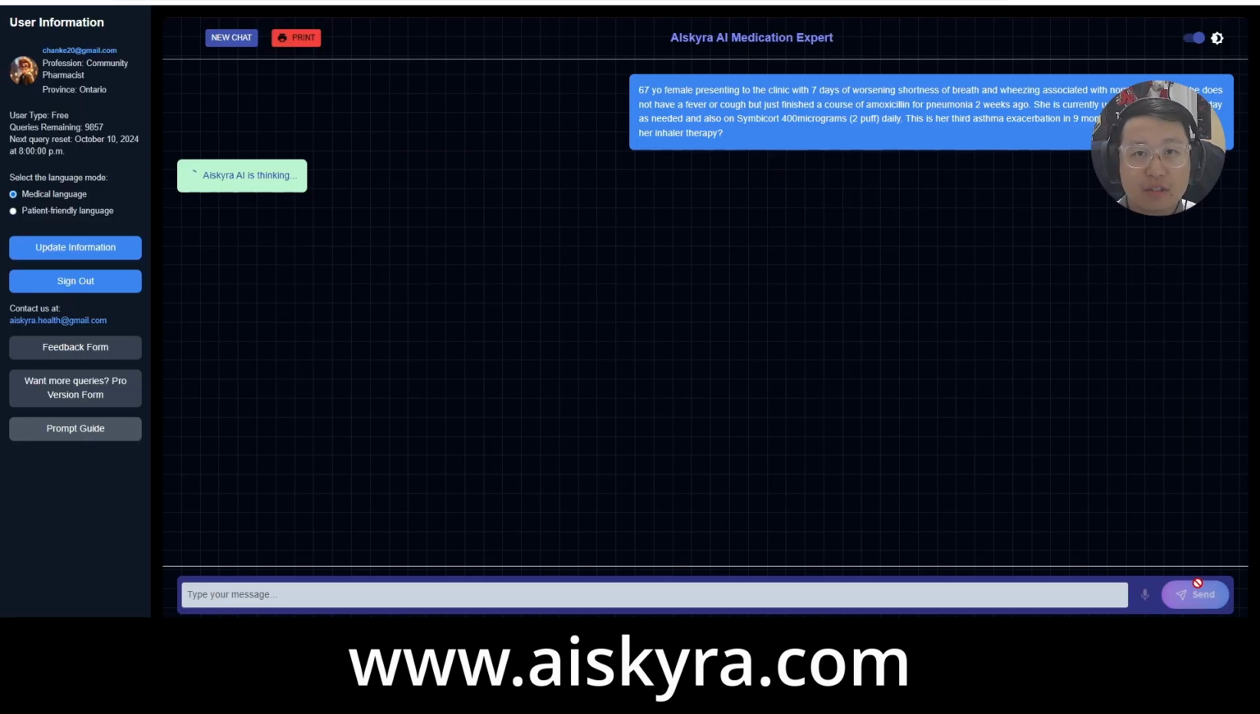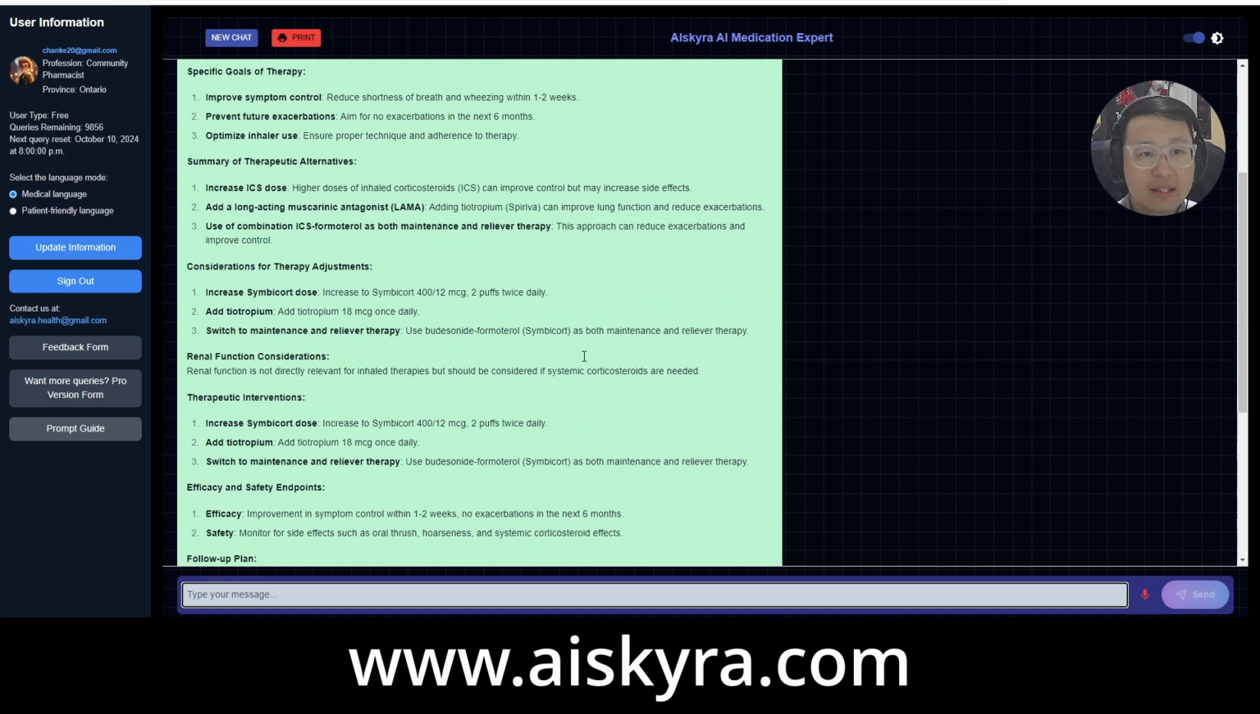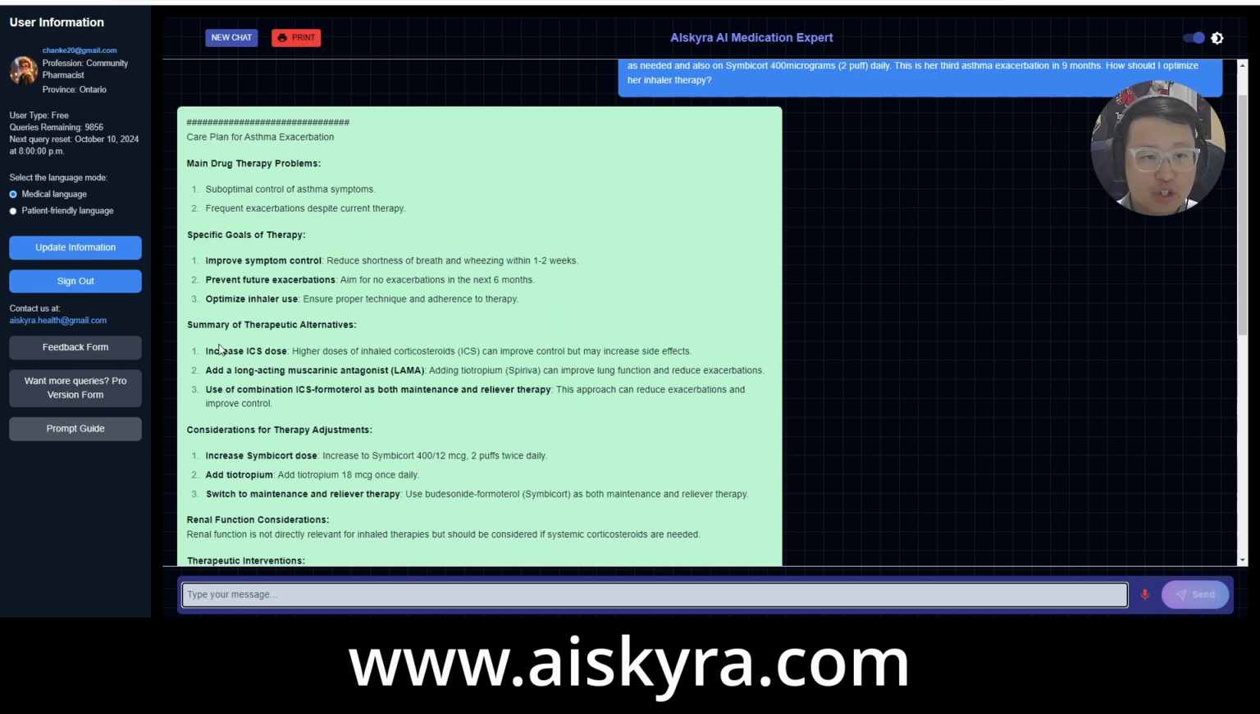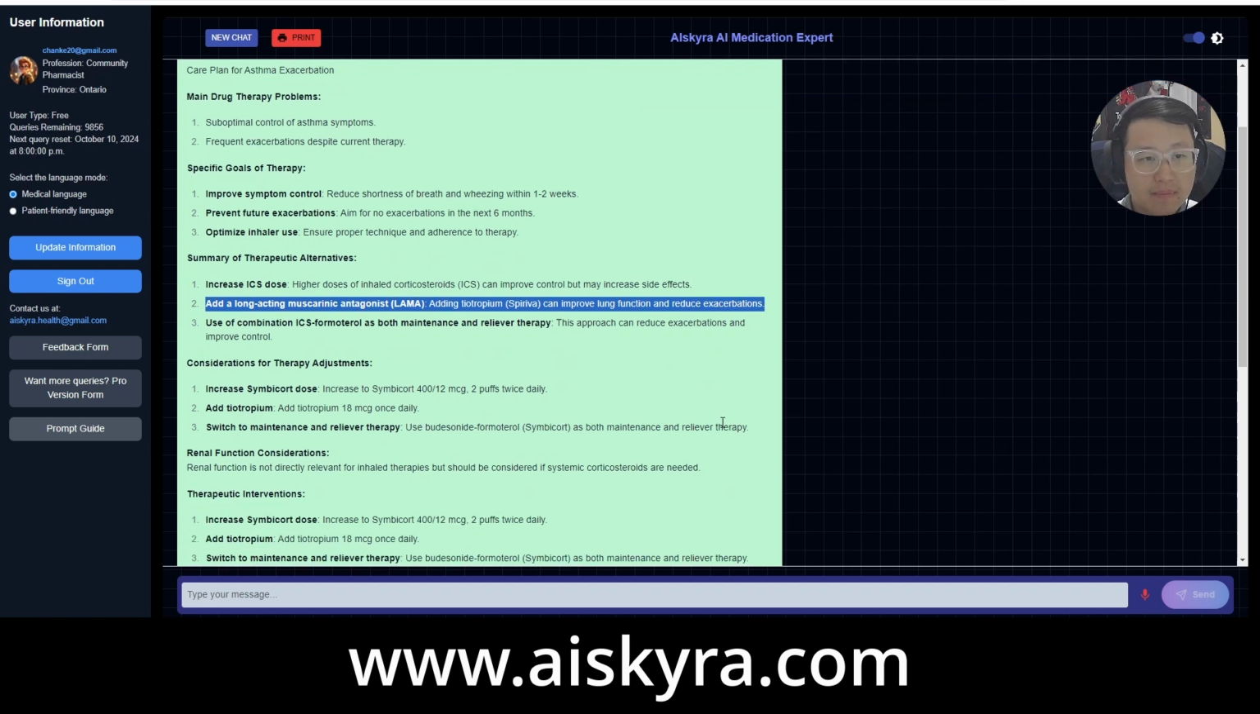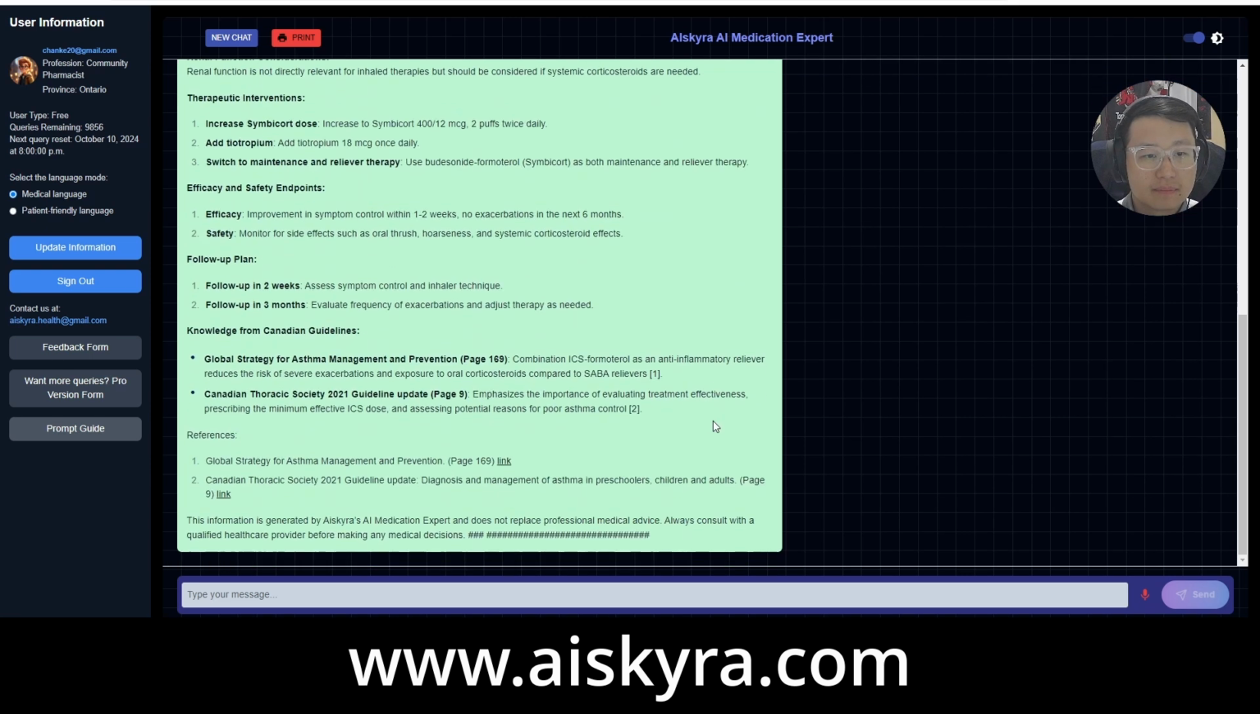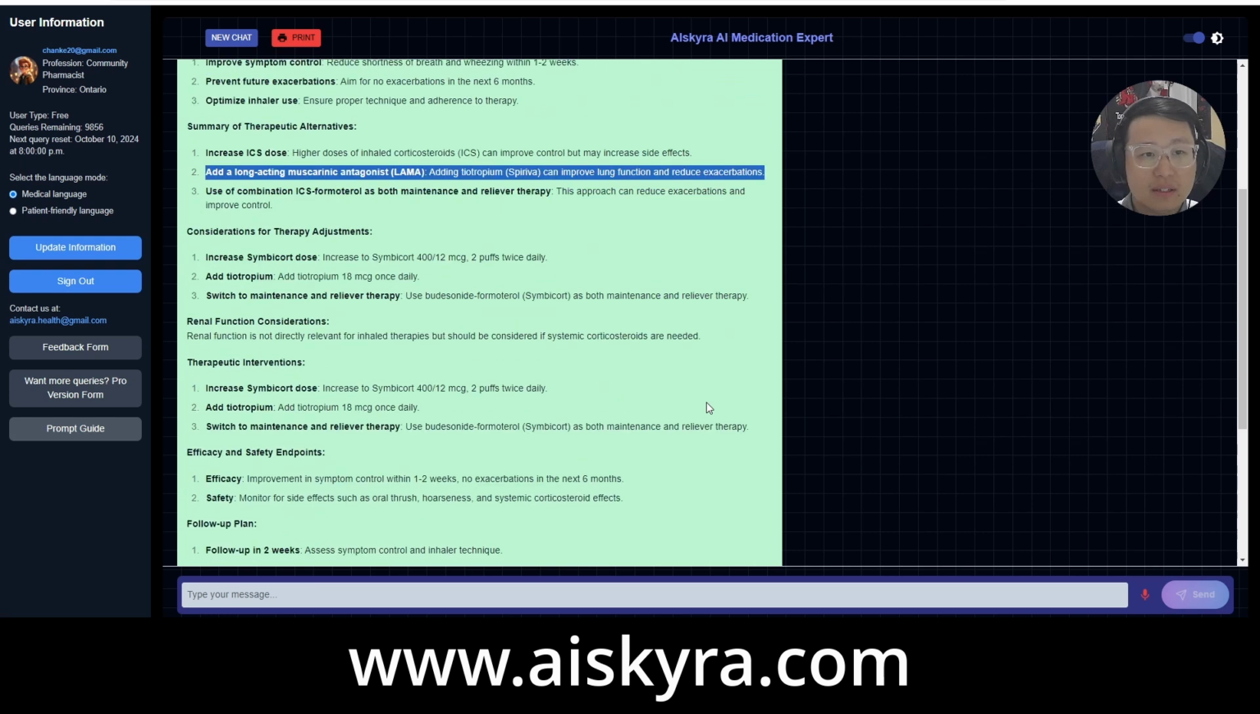So here's the answer. Here you can see that some of the therapeutic alternatives include increasing the corticosteroid dose, adding a medication, a LAMA, which in this situation they've recommended tiotropium or Spiriva. And they've also included other monitoring parameters as well.